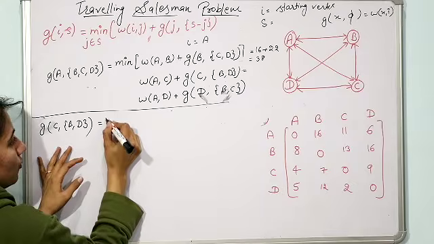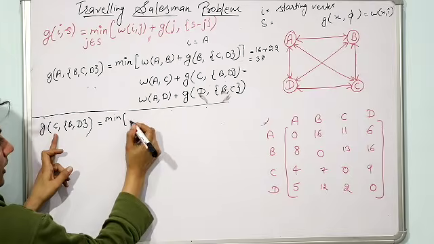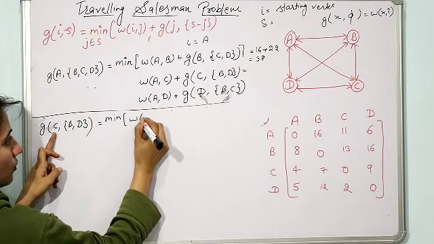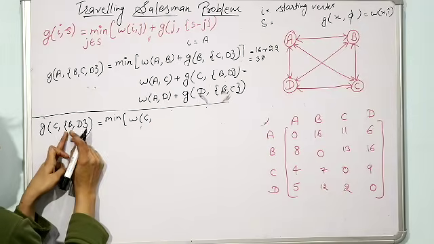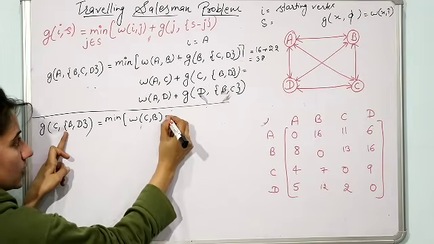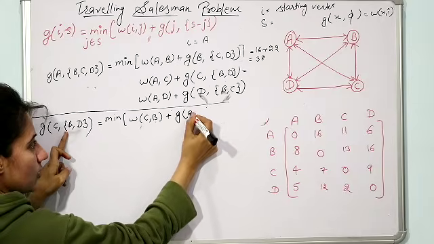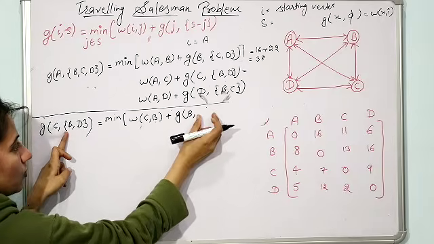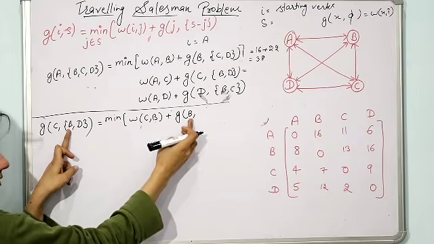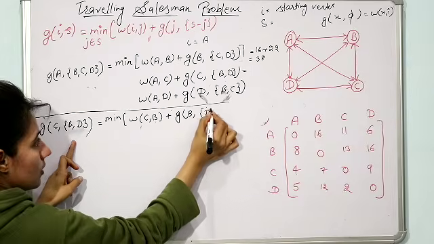Now you have to take the minimum of which one? Starting weight of, now starting vertex is what? C. Now select weight of C to any one of these from this set. Suppose I am selecting B first, then plus G of B, then we have selected B, so from the set we remove the selected vertex, that is {B, D} minus B, and remaining is what?